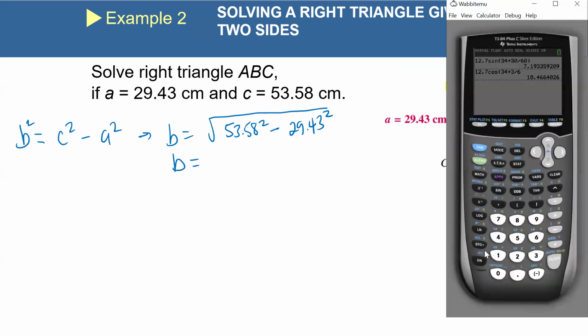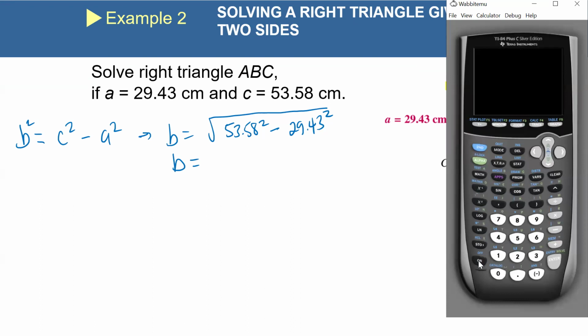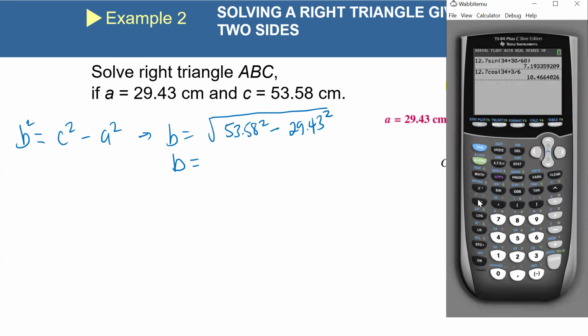Open it. And I'm going to press second, square. And we have 53.58 squared minus 29.43 squared. And we hit enter. And we get, perfect. And it's centimeters, right?